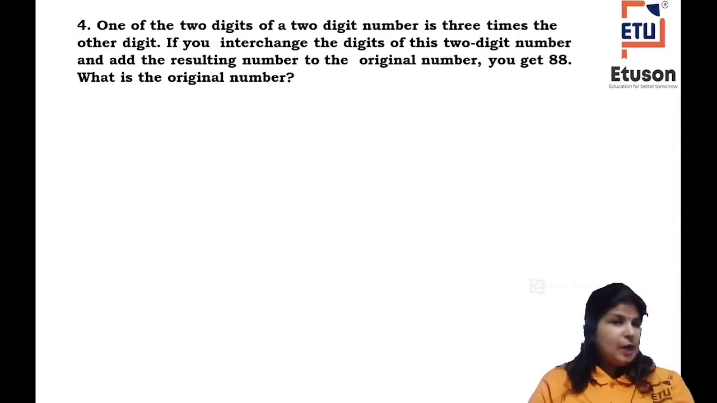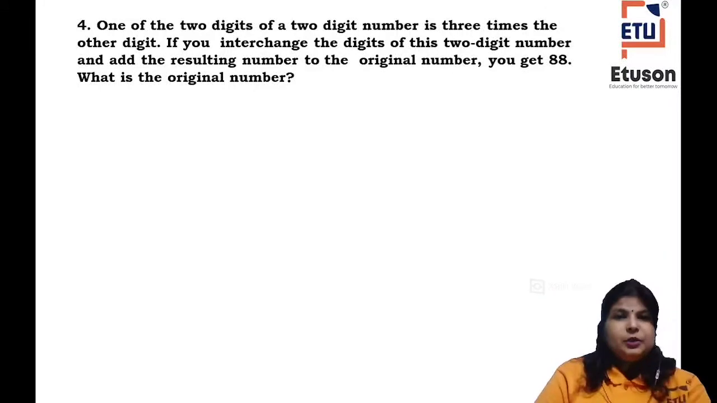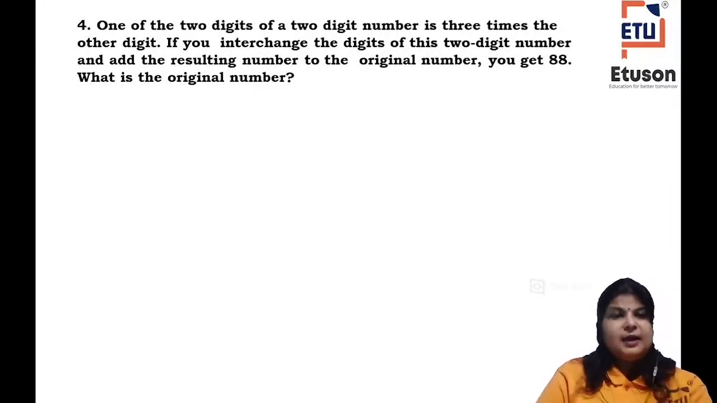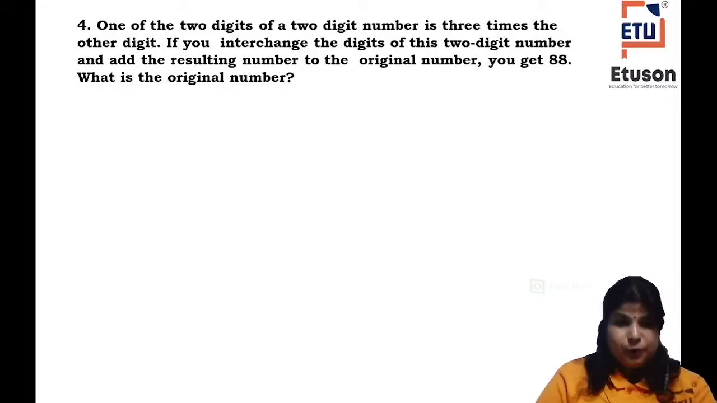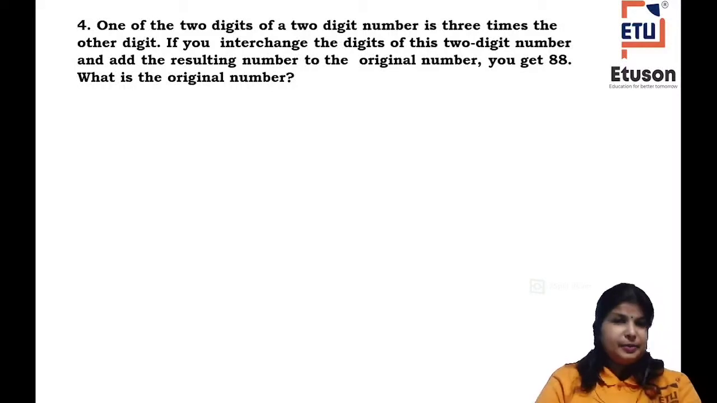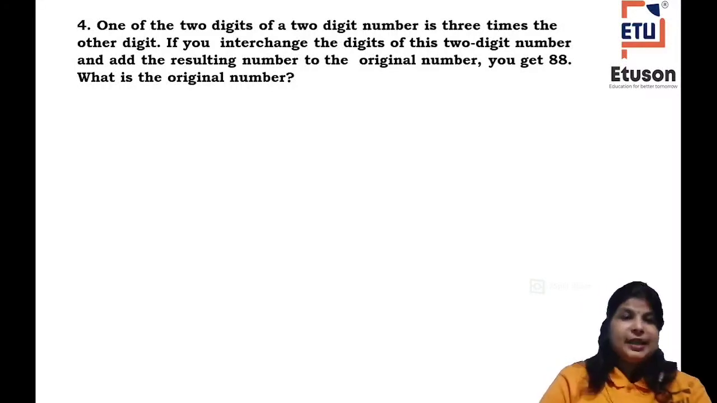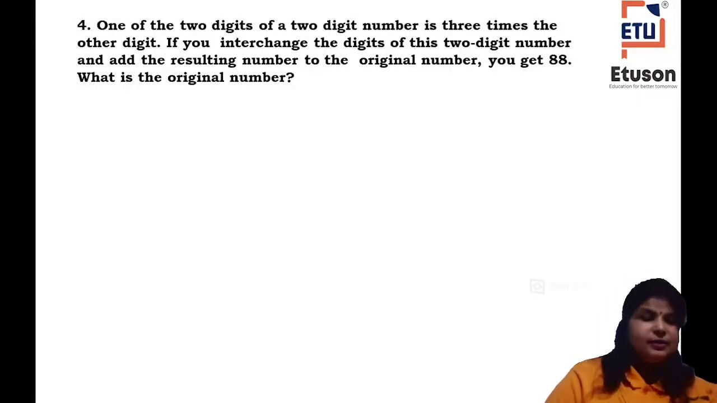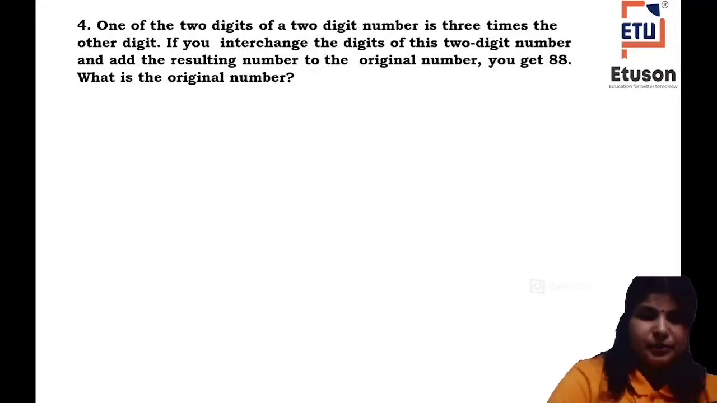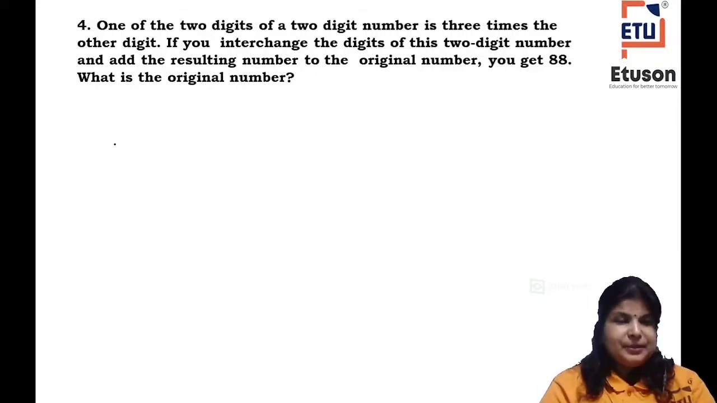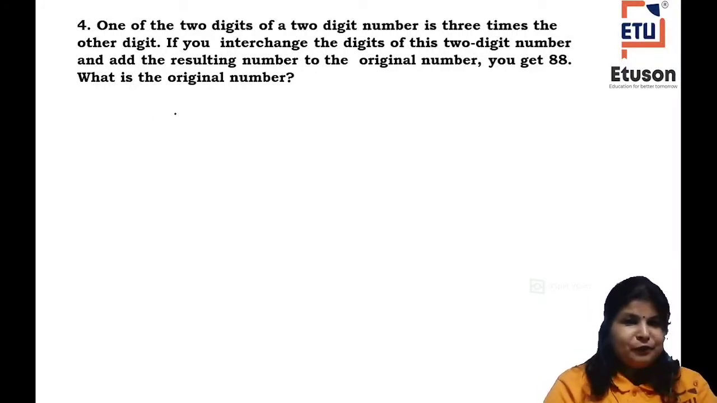Question number 3, you have to do. One of the two digits of a two-digit number is 3 times the other digit. If you interchange the digits of this two-digit number and add the resulting number to the original number, you get 88. What is the original number? So a similar problem we have already solved in the example, so it is very simple now for you. So what do you do first?